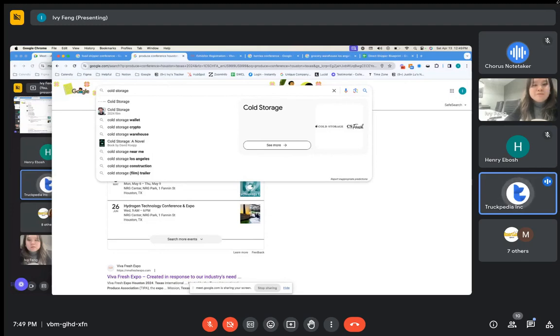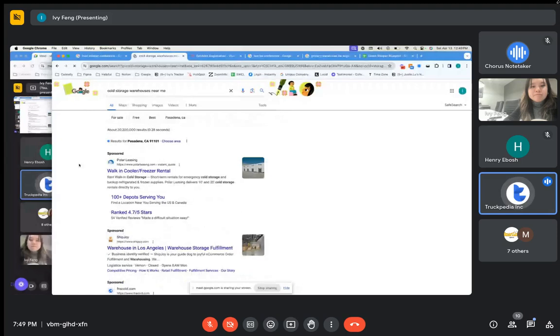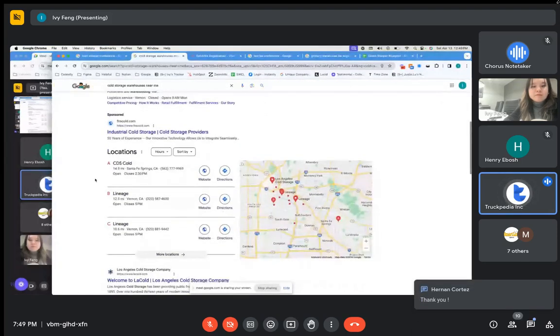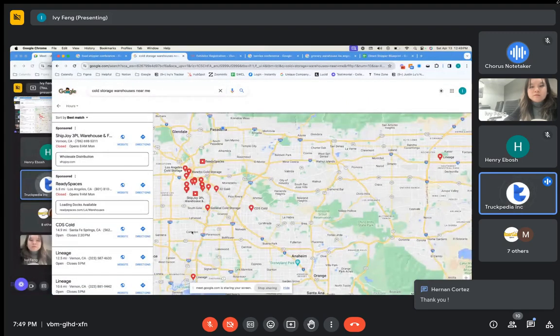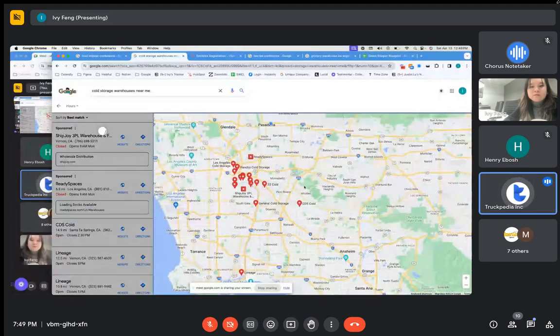And if you have been delivering to those places already, great. If not, as you can see right here, there you go, CDS code. Lineage is probably too big. They're not going to talk to us. They have their own stuff too, right? CDS code. There's a bunch on the map. So those would be the ones I would approach as well.